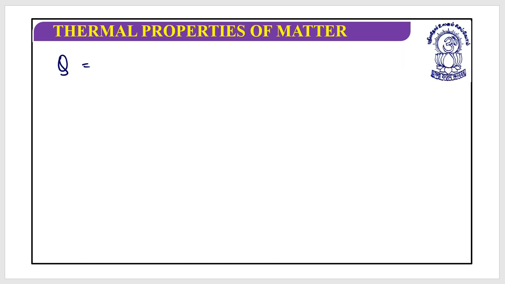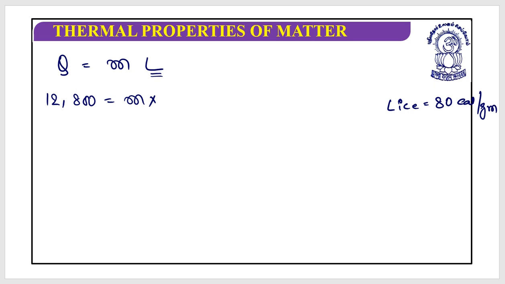Then Q is equal to M into L. This Q available is in joule, so it is 12,800, equal to M into L. This L is 80 calorie per gram. We understand that L of ice is 80 calorie per gram. Now how do we convert this to joule per kg?